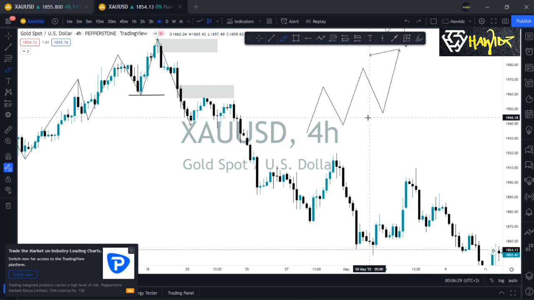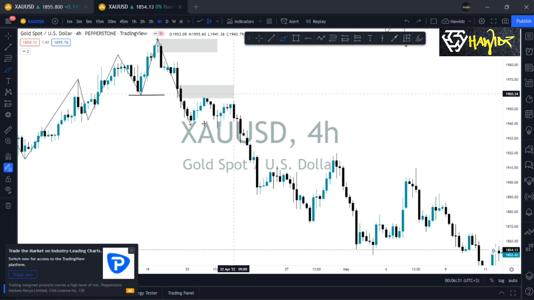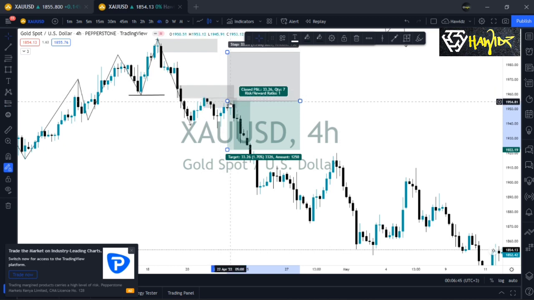Okay, let's not talk about that. By using that criteria, I then got an entry here off of this zone right here. So this zone gives me a very beautiful entry. Boom, so my entry was like that. Let's just take it there.